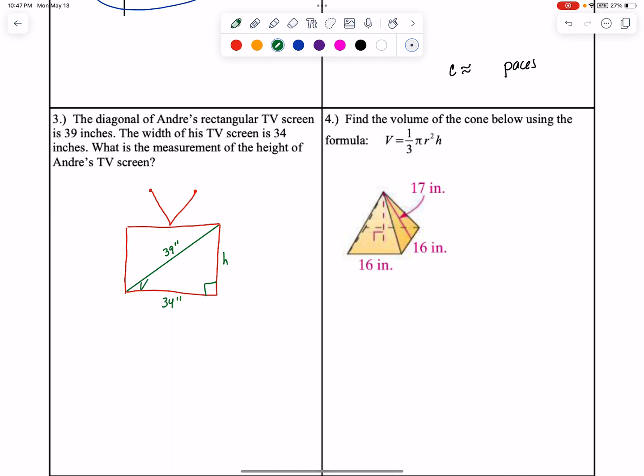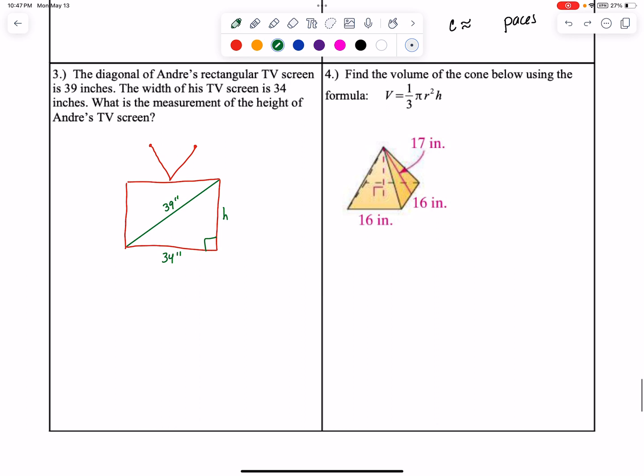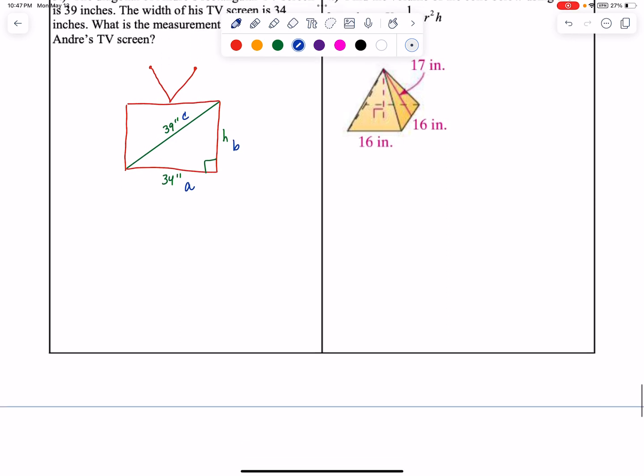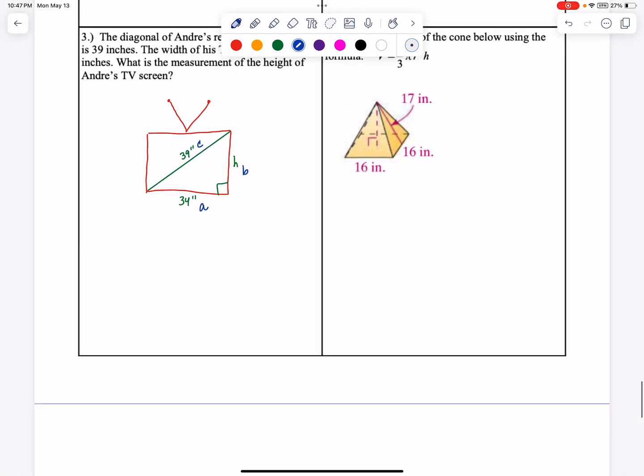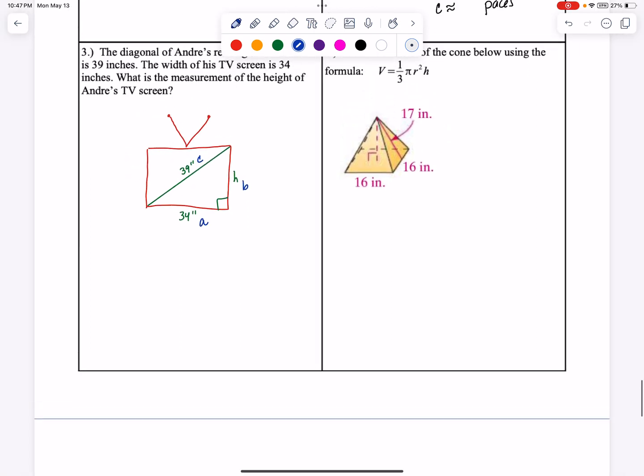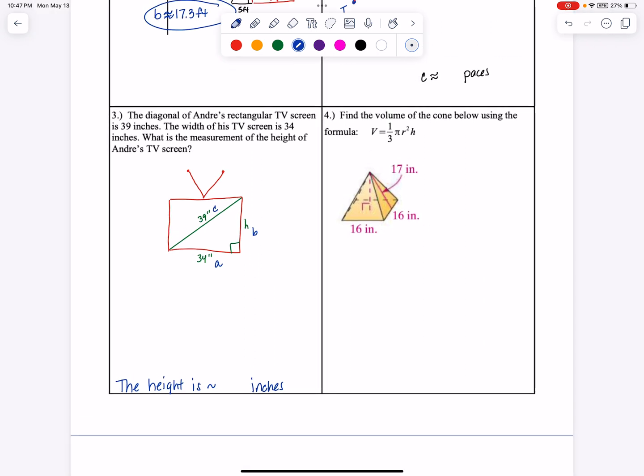We definitely have a right angle triangle, or right triangle. So go ahead and you can officially label your pieces here. So we have A, we have a B, and we have a C. B you could just keep h if you want, and then figure out what is that height of the screen. Okay, so we need an official answer at the end. The height is, and we can say approximately blank inches.